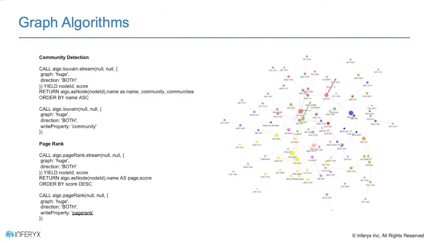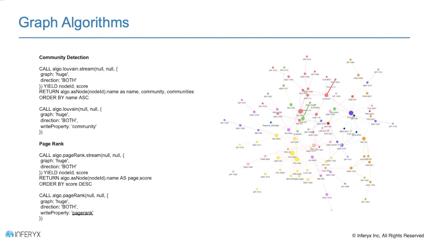Graph algorithms. There are two algorithms that we have used in our experience while solving an insurance claim fraud detection problem. On the left-hand side are the two different algorithms: a community detection algorithm called Louvain, and another one, PageRank, where you are trying to find an influential node based upon the ranking of the nodes.